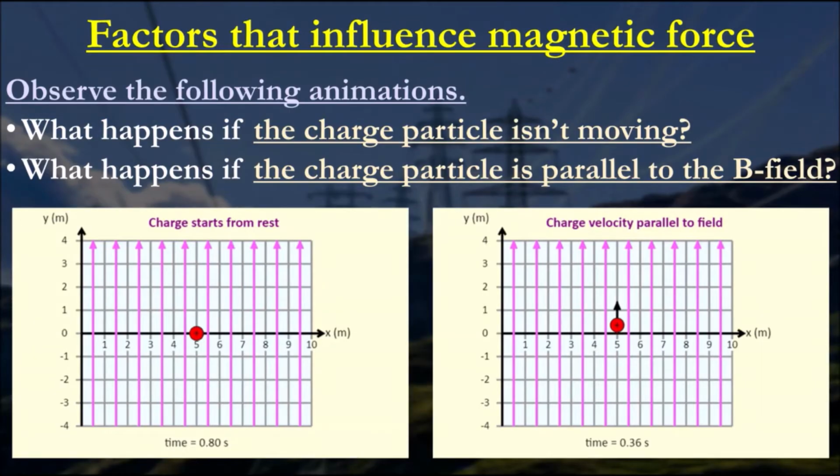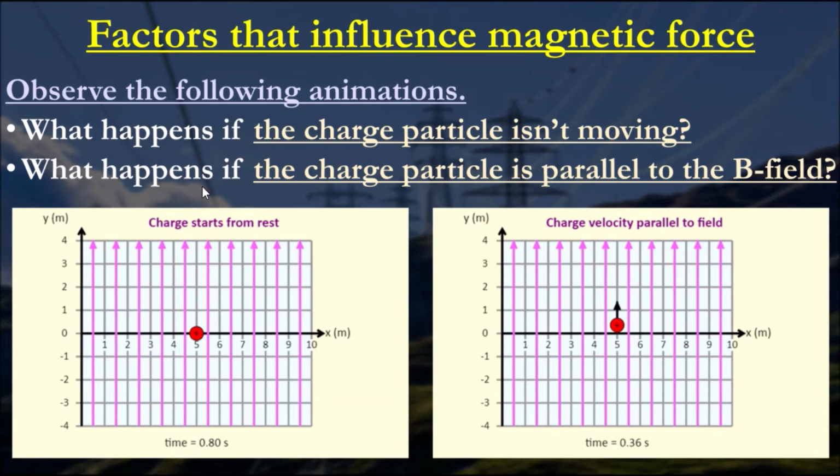All right, we have two other scenarios to look at, two animations. One we're going to look at is what if the charged particle isn't moving? So over on this image on the left, the charged particle is stationary. Let's have a look at what motion we see later on.